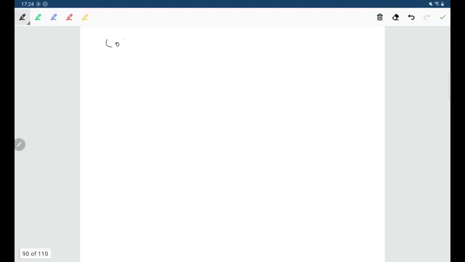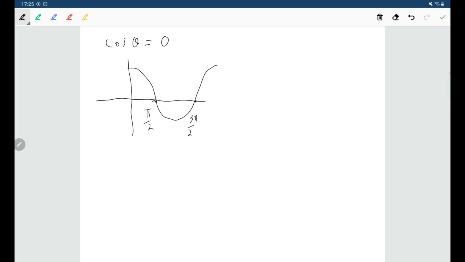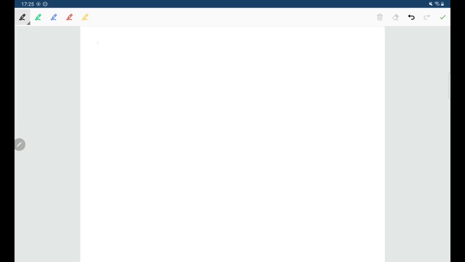For cosine theta equals 0, that one we can solve if we're thinking about the graph of the cosine function. There's two places where the cosine function is equal to 0. One of them is at pi over 2, and the other is at 3 pi over 2. Those are the two places where cosine is 0 in that interval from 0 to 2 pi. So we have two solutions already. We know that cosine of theta will be 0 when theta is pi over 2 and also at 3 pi over 2.